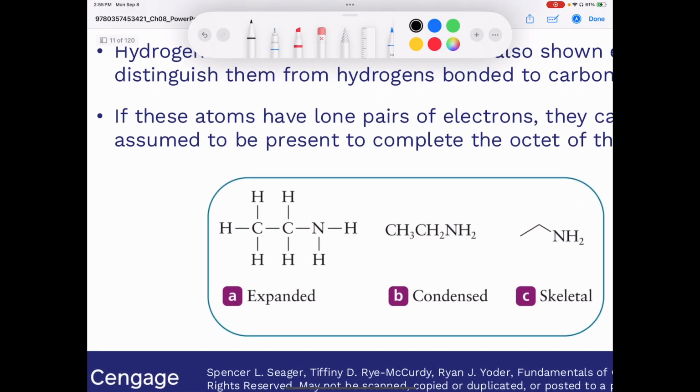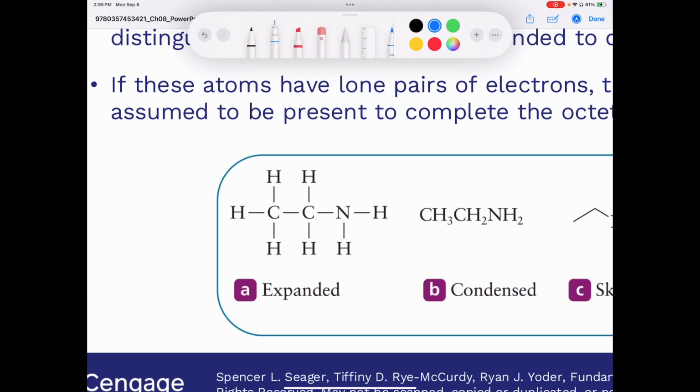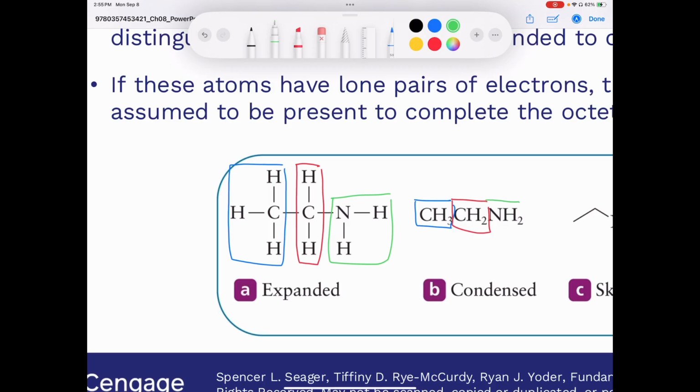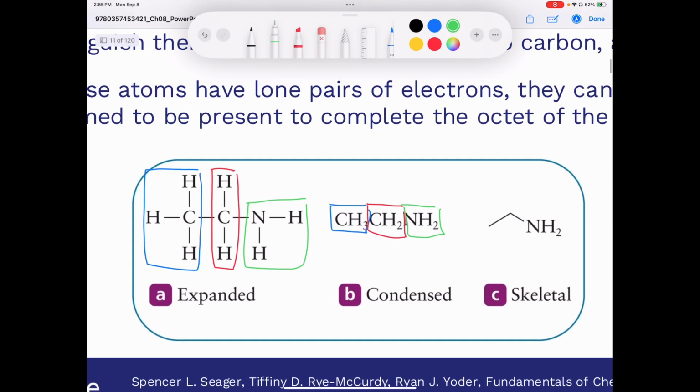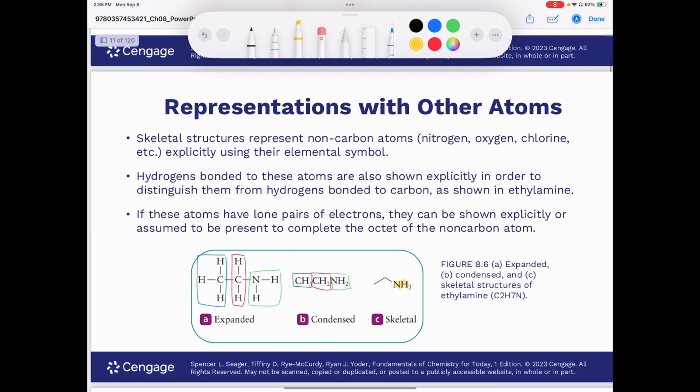So if you take a look at this molecule here, we have our CH3 right here. Then we have a CH2 here, and then we have NH2 here. So you can see we've condensed that down to the CH3, and we've condensed the CH2. Let me get my red pen just to be consistent here. We condense the CH2 down, then we condense the NH2 down. But when we're drawing the skeletal structure, we condense the two carbons, the CH3 and the CH2, but we draw the nitrogen in explicitly and we show both hydrogens that are attached to that nitrogen. This is a rule.